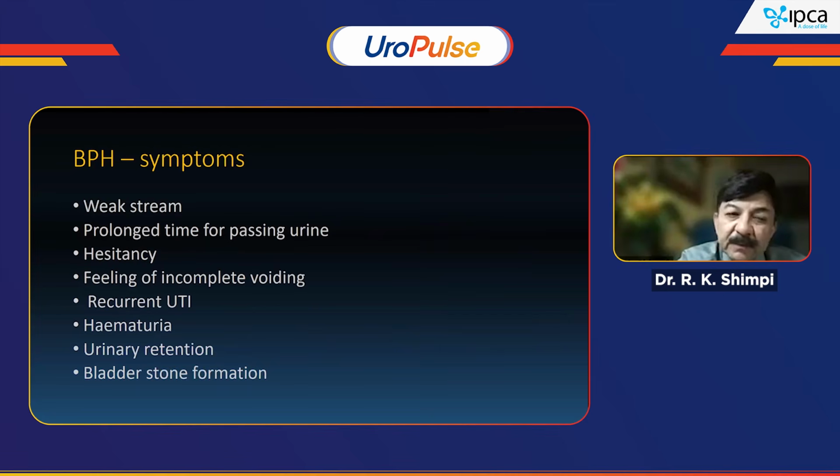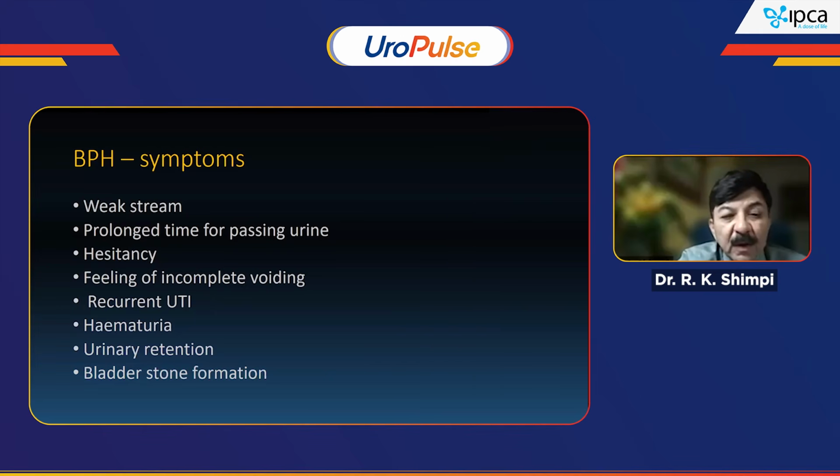Now, what are the symptoms of BPH? Because of the prostatic obstruction, you can have weak stream, urinary weak stream. They will take long time for passing urine. They will have hesitancy, that means initiation of urination will be difficult. They'll always get a sense of incomplete voiding because they're not voiding urine completely. Because of the postvoid residue, they will get recurrent urinary tract infection. Because of congestion in the prostate and because of the congestion in the trigone and the bladder neck, they might have hematuria.